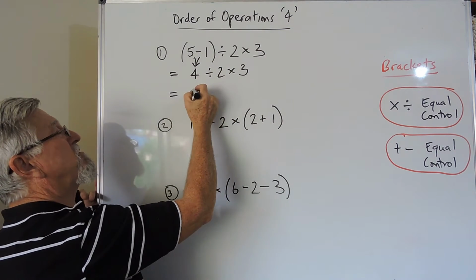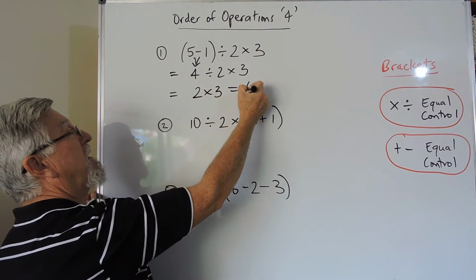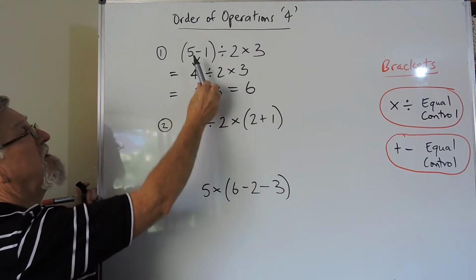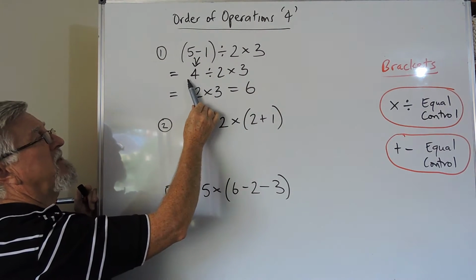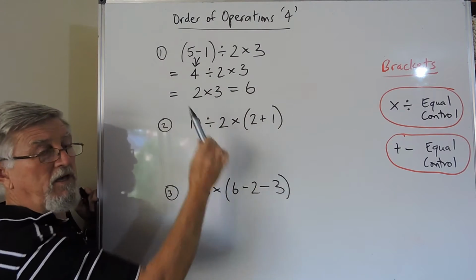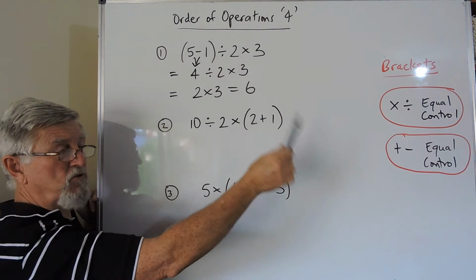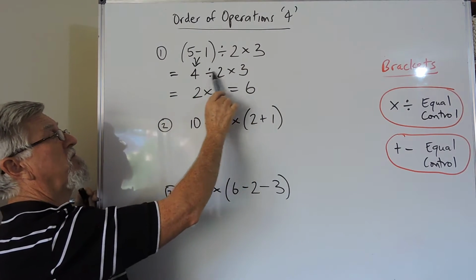4 divided by 2 is 2. Multiplied by the 3 and you get the 6. So have a look at it again. The brackets were first, and then we said divide and multiply are equal in strength, or in control. So we go from left to right.